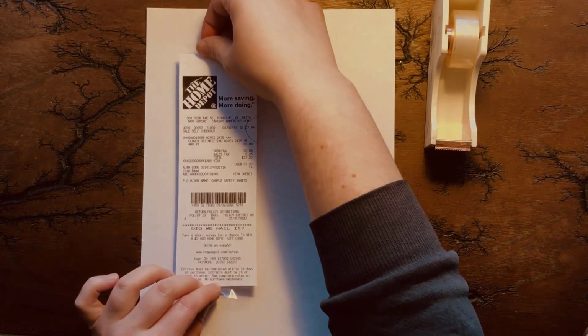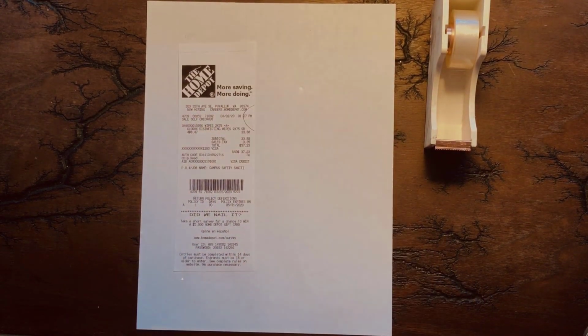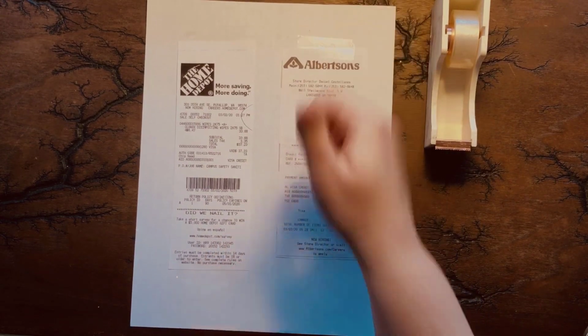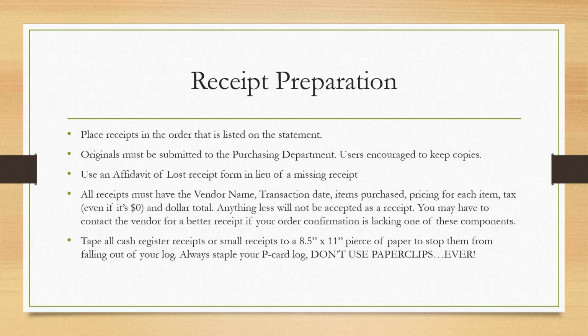One way to stop receipts from being lost is to tape all cash register receipts or small receipts to 8.5 by 11 piece of paper. As a side note, always staple your P-Card log documentation. Paper clips allow receipts to slip out or get mixed in with other logs. Don't use paper clips, ever.